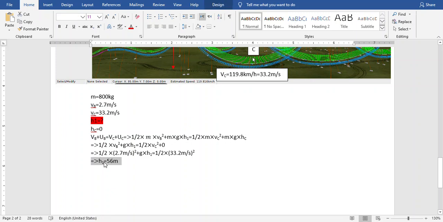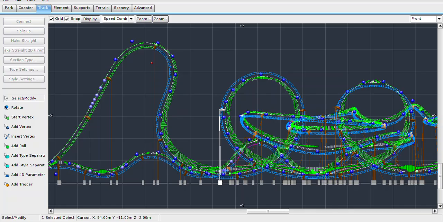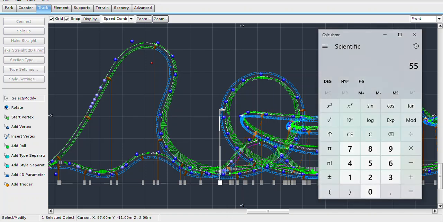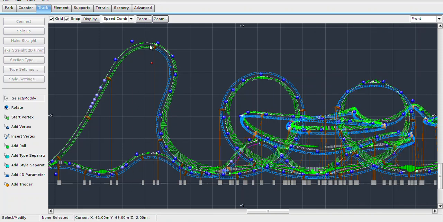I have solved this problem again here, and I arrived at the conclusion that h1 is 56 meters. If I come back to my NoLimits 2, here it is 60 meters, and the difference is about 4 meters. You can see my mouse circulating around here, it is 4 meters, and if I subtract 4 from 62, it is 56 meters. So h1 from the topmost point to the bottom is 56 meters. Thank you for watching this video.